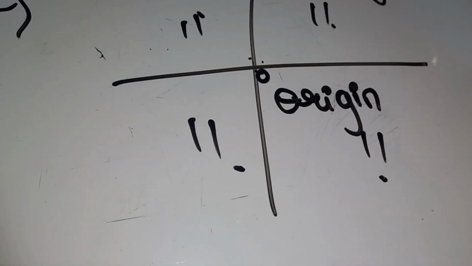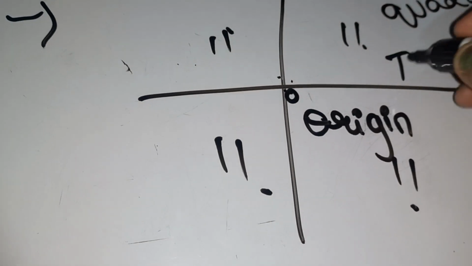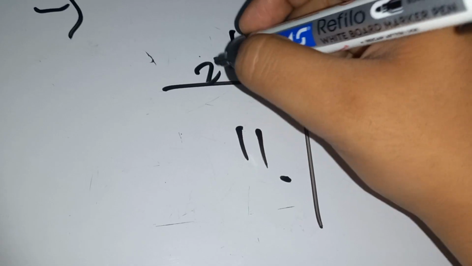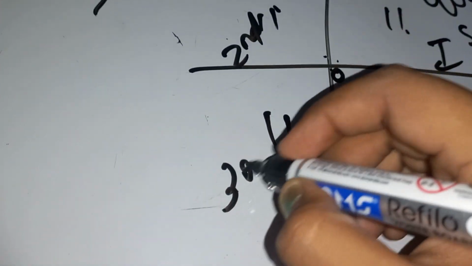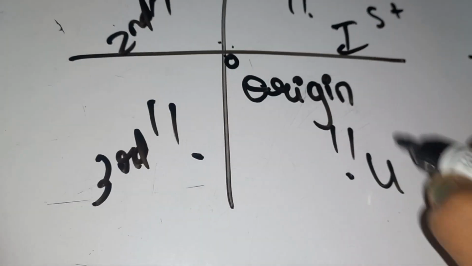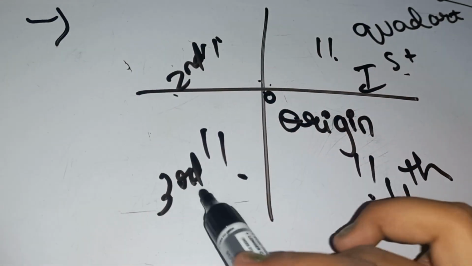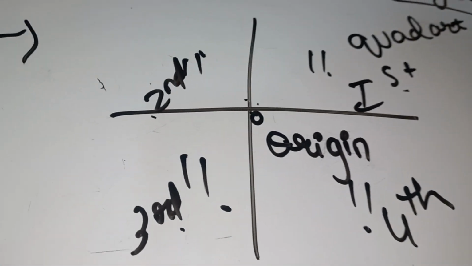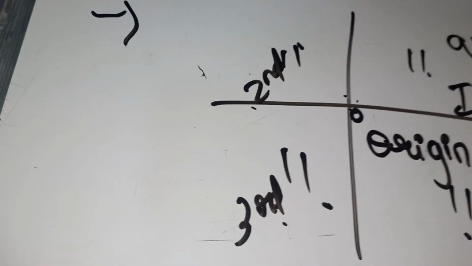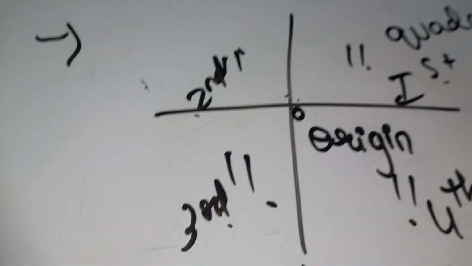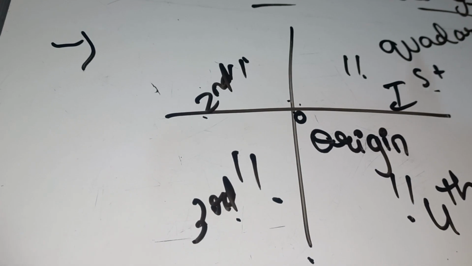Here we also name them: this is the first quadrant, here it is the second quadrant, here it is the third quadrant, and here the fourth. These are all known as the first, second, third and fourth quadrants. Now, where two lines intersect at the origin, four columns are made, which are known as quadrants.